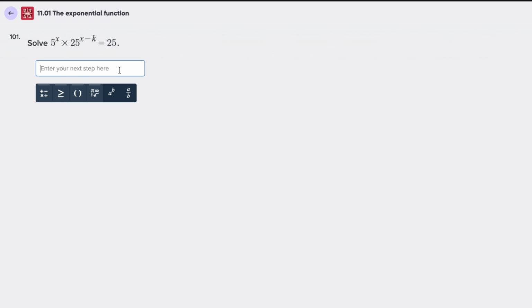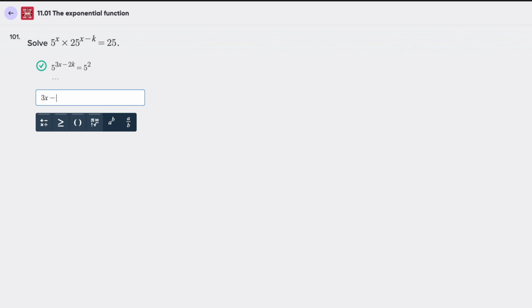5 to the power of x times 25 to the power of x minus k is equal to 25. So we've got 5 to the power of x times 25 to the power of x minus k. What I'll do is I'll rewrite that 25 to the power of x minus k as 5 to the power of 2x minus 2k, and that's equal to 5 squared. Now notice how we have same bases here, so I can actually just get rid of this and then change this to 3x. And that's it. 3x minus 2k is equal to 2.